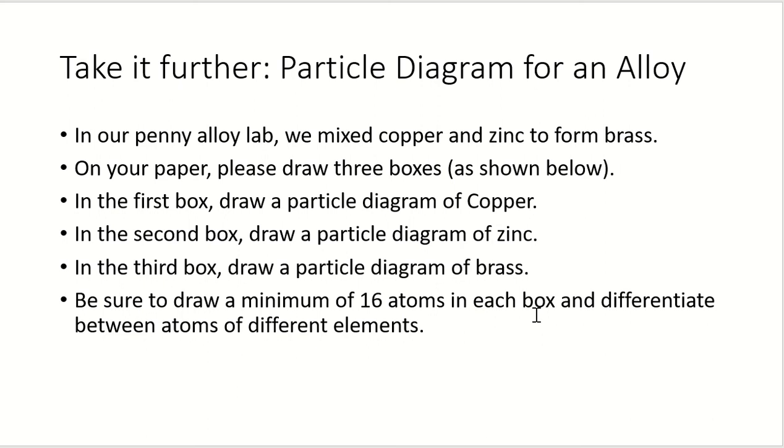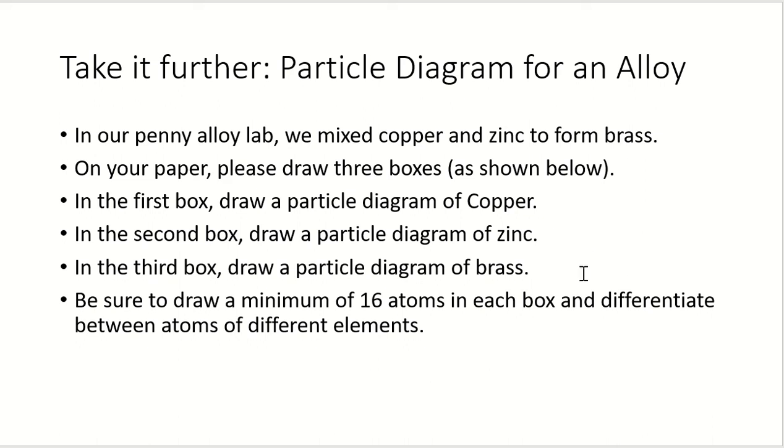1, 2, 3 squares on your paper. In the first box, I want you to draw a particle diagram of copper. You can label the box on the outside as copper, but then go ahead and draw copper as a particle diagram, okay? So again, we're looking for things at the particle level. In the second box, draw a particle diagram for zinc. And in the third box, draw a particle diagram of brass.